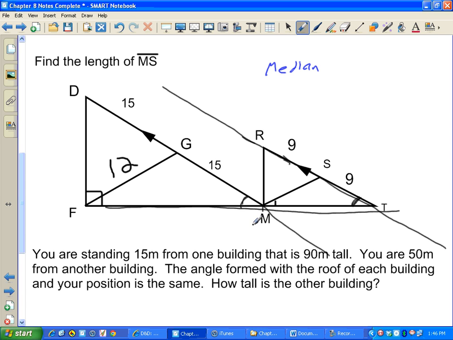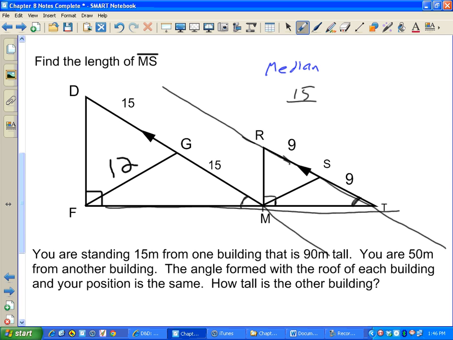So I've got a right angle here. This was a right angle, I kind of erased it. And I've got right angle, congruent angle, right angle, congruent angle. So these are similar triangles because of angle-angle. So therefore, I need to find out the ratio or the scale factor.